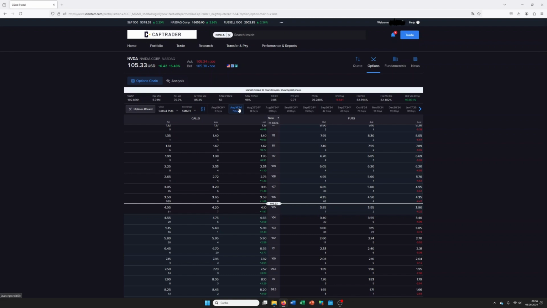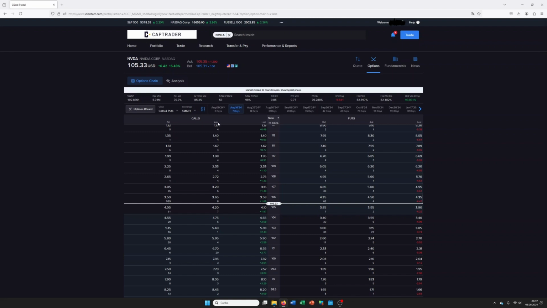So after you have chosen your expiration date, the next thing you will have to decide is whether you want to trade a call option or a put option, and at which strike you want to trade it. So the strike is here in the middle, and the calls are on the left side and the puts are on the right side. So if you want to speculate that Nvidia is gonna rise in the next few days, you could decide to buy a call option, a long call option, and this would be on the call side.